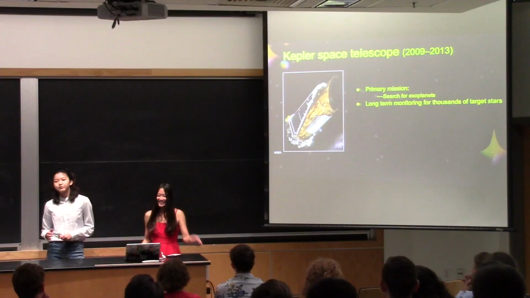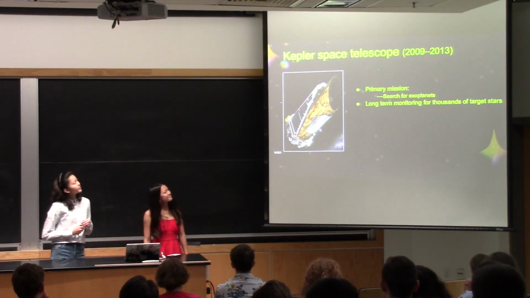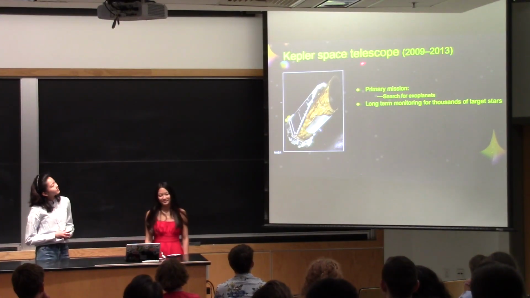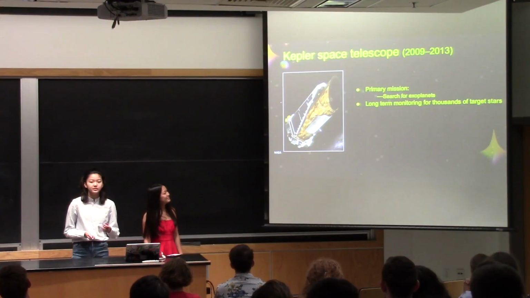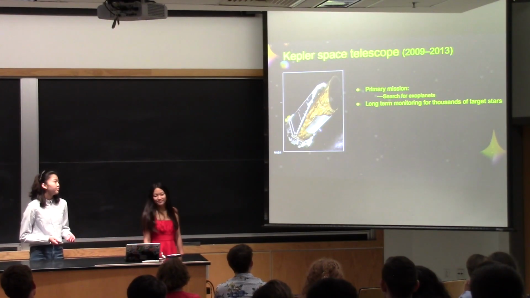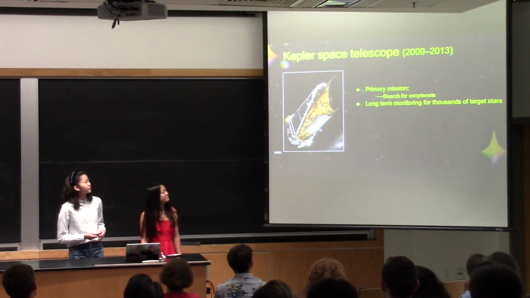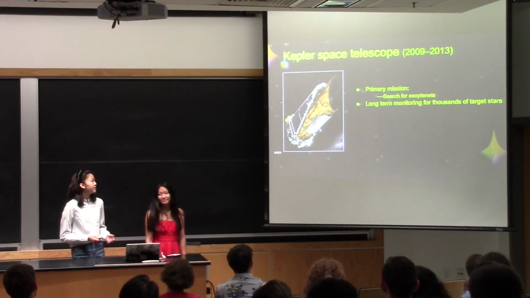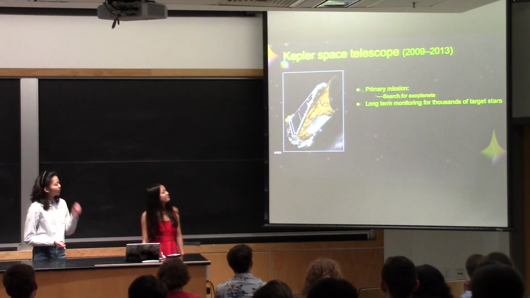First of all, we have to know where our observational data set comes from. Our observational data set comes from NASA's Kepler Space Telescope, which operated from 2009 to 2013. Its primary mission was to hunt for exoplanets, but it also carried out continuous long-term brightness monitoring for thousands of target stars. So we use this high-precision photometry for our study.